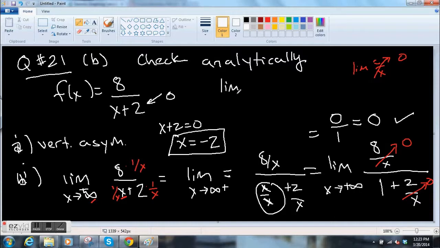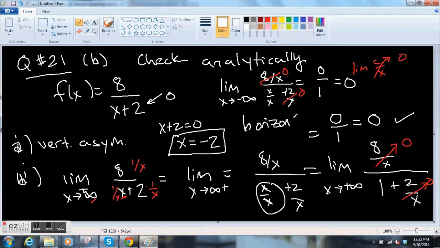And for doing the limit to negative infinity, you do the same thing. So it's basically 8 divided by x over x plus 2 divided by x. That all goes to 0 as x goes to infinity, and it gives you 0 divided by 1 equals 0. So that tells you that when the limit equals 0, that is a horizontal asymptote. I'm going to do another one for you with these horizontal asymptotes. They're a little bit tricky.